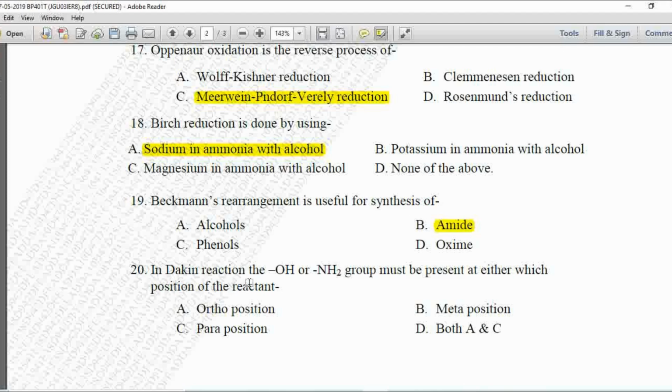Last one, MCQ 20. In Dakin reaction, the OH or NH2 groups must be present at either which position of the reactant. Option A is ortho position, B is meta position, C is para position, and D is both A and C. So in Dakin reaction, OH and NH2 groups must be present at either the ortho position or the para position. So the correct option for this MCQ is option number D, that is both A and C.